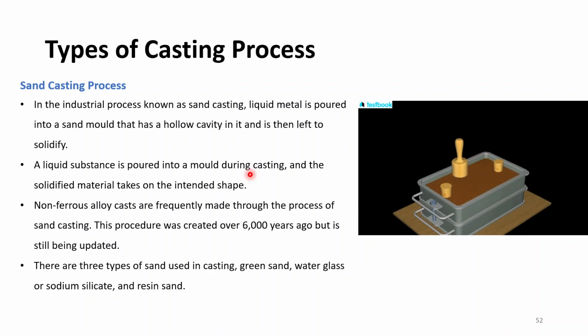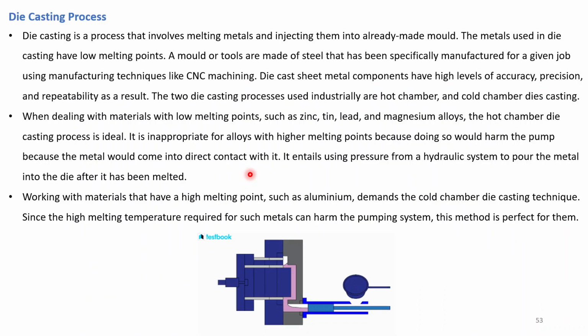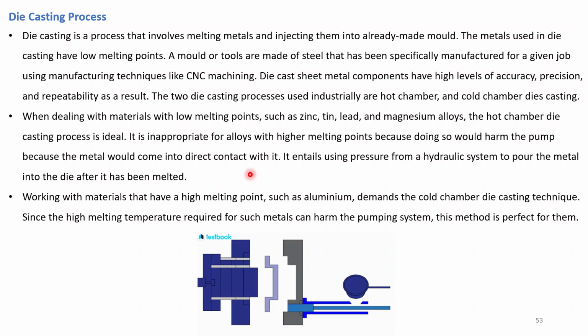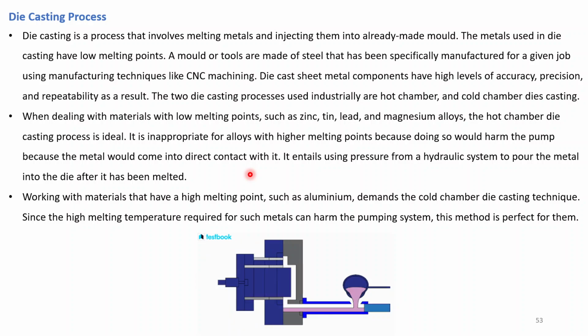Next you have the die casting process. In the previous case you had to create this entire hollow shape. In this case you will have this hollow shape made using CNC. This die will be filled with material, and since the parts are metallic, heat transfer will be very fast.